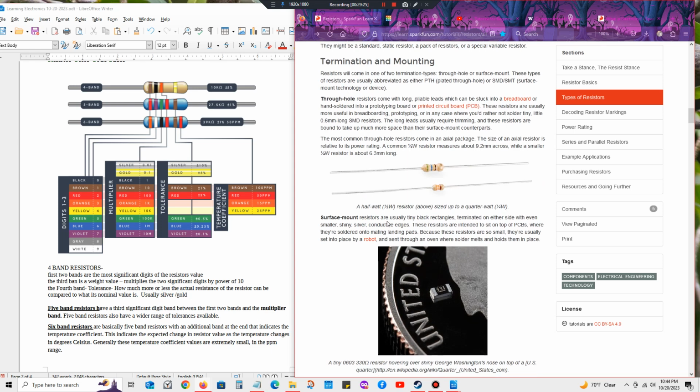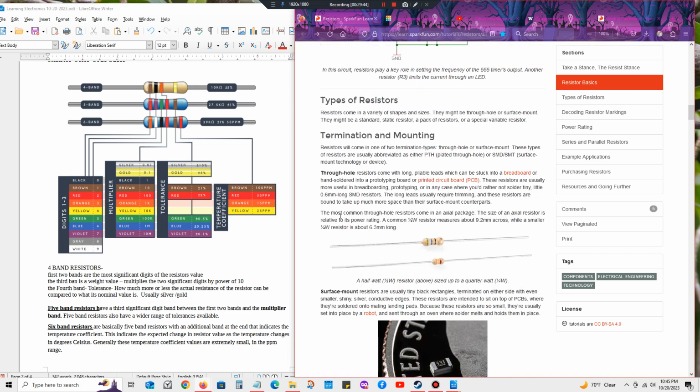You have surface mount. Yeah, they're tiny little black rectangles. They're usually set into place by a robot and then sent through an oven where solder melts and holds them in place. I haven't seen anybody do that on YouTube, but I just haven't looked it up yet. Yeah, you would have to trim the little leads there. I call them legs, depending on what it is that you're making.